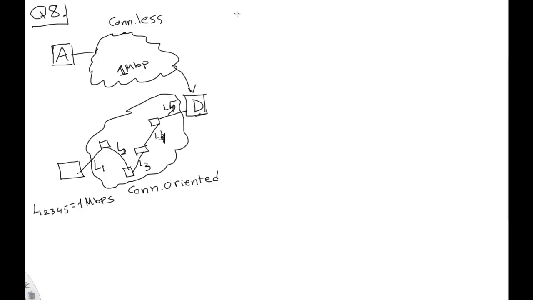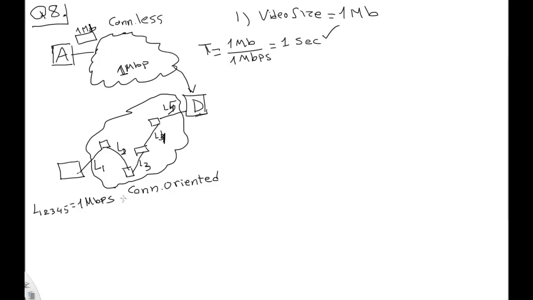We have two situations. Situation number 1 is when we are using a video file and its size is equal to 1 megabit, and we want to send this file as a whole, and we want to test the time delay between when the file is sent and when it is received. If we look at the connectionless mechanism, we're sending a file with the size of 1 megabit over a network that can handle 1 megabit per second. So the time that it takes is going to be 1 megabit, the size of the file, over 1 megabit per second, which is going to be 1 second. So it takes 1 second to send the file in a connectionless manner.